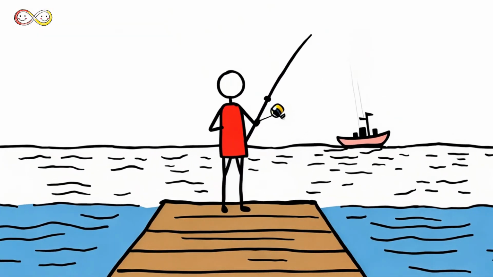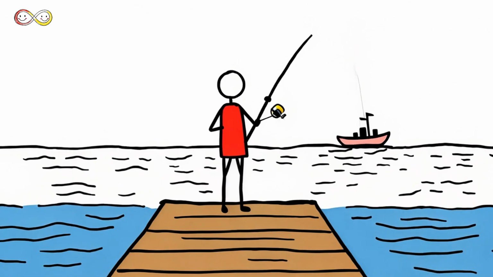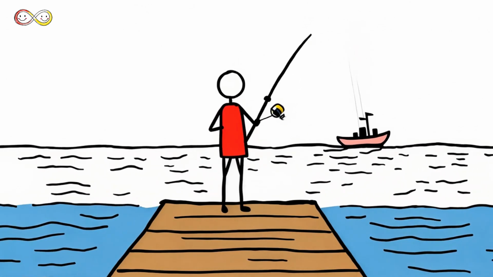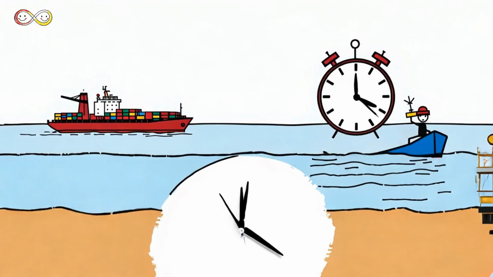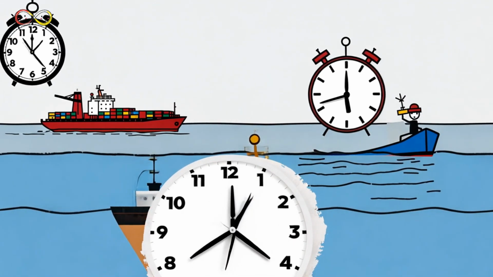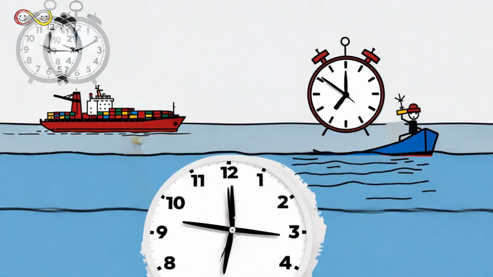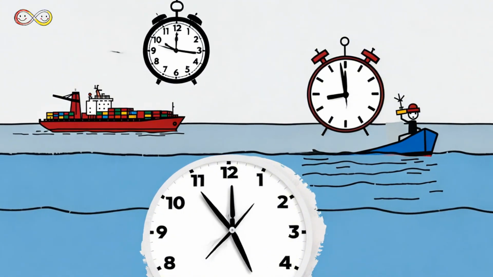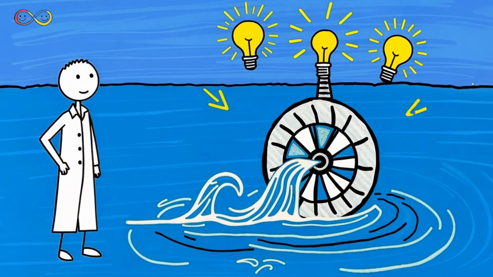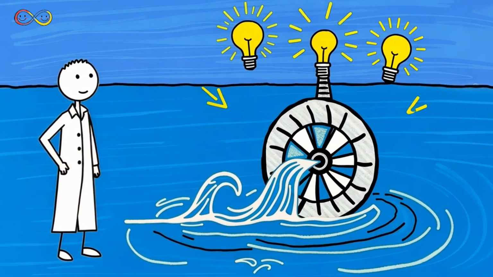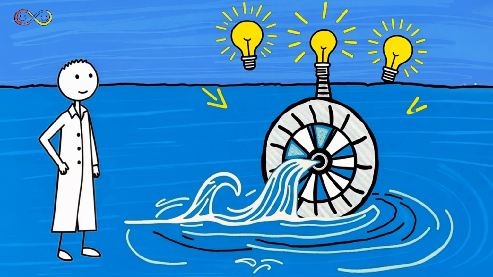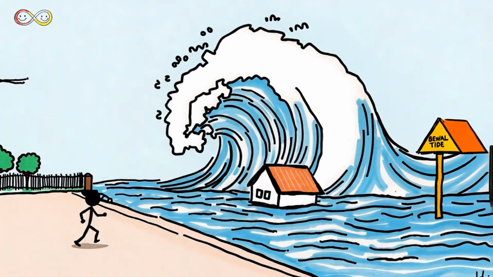Fishermen rely on tides. During high tide, they sail out to catch fish, and during low tide, they return safely to shore. Big ships need deep water to move. If the tide is too low, they can get stuck. Ports plan around tides to keep trade moving. We can use the tides to make electricity. Special turbines spin with the moving water, creating clean energy for homes and cities. Tides can be dangerous too.